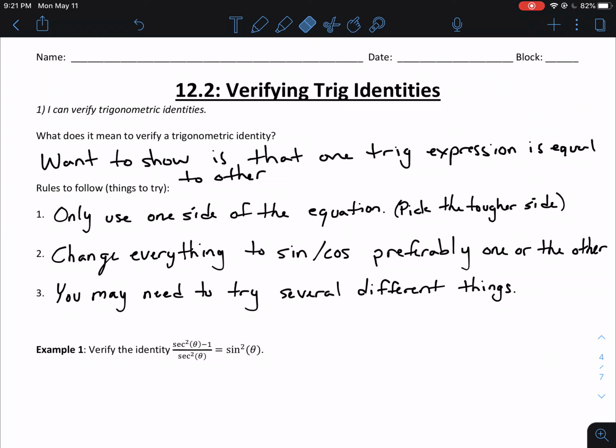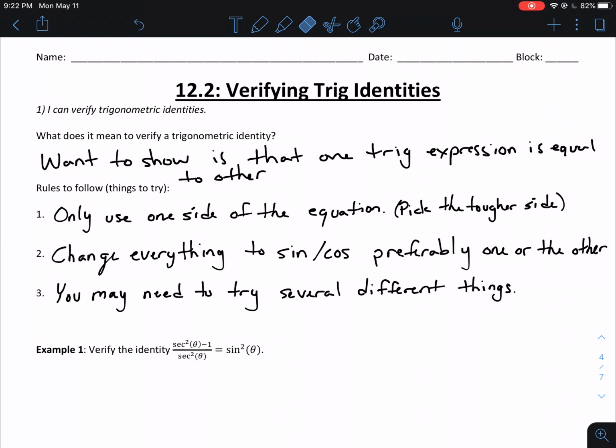Now, some rules to follow, and really these are more things to try. The first one is the most important: you only get to use one side of the equation. So you don't get to just start working on both sides of the equation all crazy like. You only get to work on one side. As a suggestion, it sounds weird, but pick the tougher side. If you pick the easier side, you might have less to work with than you do picking the more difficult side.